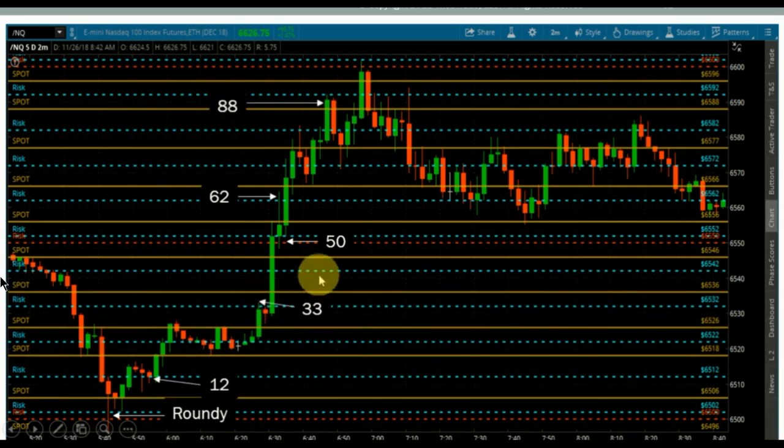There's our 88. So we go roundy, 12, 33, 50, no rejection. We head to the 62, we break that. That opens our 88 because we're maintaining trade above it. And now we're too close to the roundy not to print it.